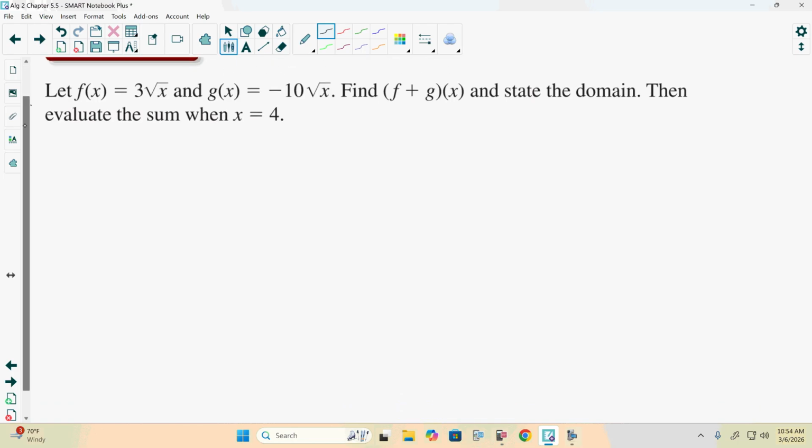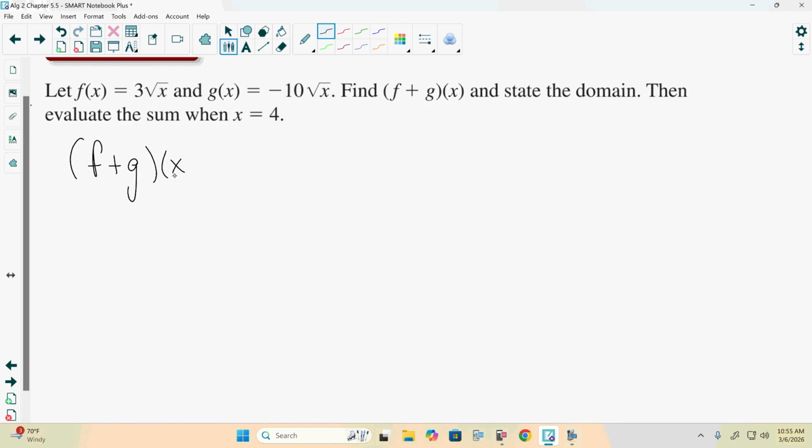So when we look at this first one here, let f of x equal 3 times the square root of x, and g of x equal negative 10 times the square root of x. We want to find f plus g of x. I'm not worried about the domain, because here it ends up being just x has to be greater than or equal to 0. It's just what values of x can we plug into square roots. So we want to find out what f plus g of x is, and then evaluate this sum when x is 4.